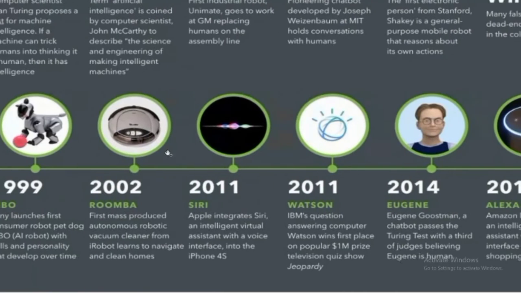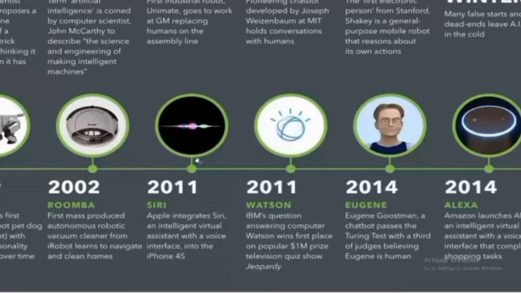Then in 2002, Roomba. This is again one of the famous applications. You might have seen it many times. It was the first mass-produced autonomous robotic vacuum cleaner. Now don't think that vacuum cleaners are produced only today. No, automatic vacuum cleaners were produced in 2002. These are AI applications. Then in 2011, the very famous application Siri was launched by Apple. You might have an Apple mobile phone now.